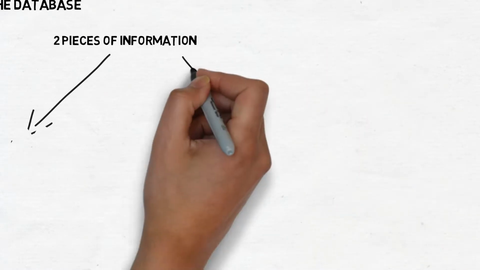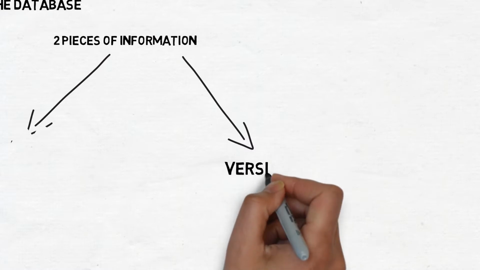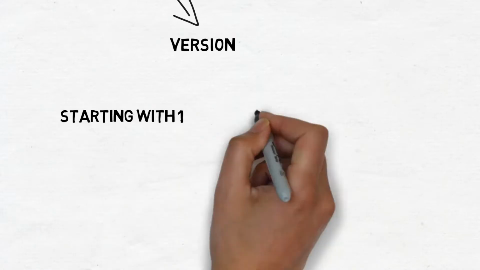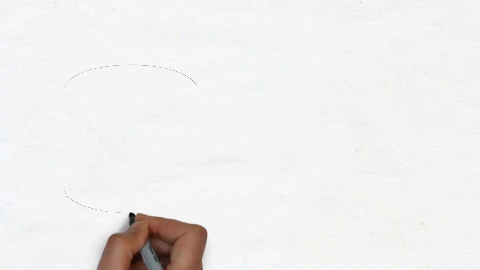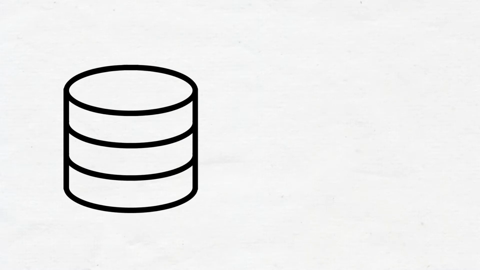The second piece of information we need to provide is the version of the database. The database version needs to be an integer value starting at 1. The SQLite helper uses this version number to determine whether the database needs to be upgraded. You specify the database name and version by passing them to the constructor of the SQLiteOpenHelper superclass.